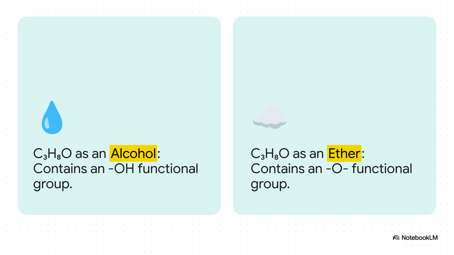I mean, just look at this. Take the formula C3H8O. If you arrange the atoms one way, you get propanol. That's a liquid antiseptic that boils at almost 100 degrees Celsius. But if you just rearrange those exact same atoms, you get ethyl methyl ether, a gas used as an anesthetic that boils at just 10 degrees. Same parts, but they are worlds apart in what they do.